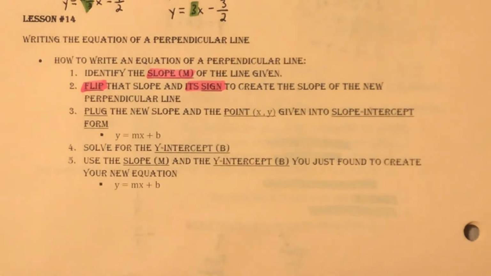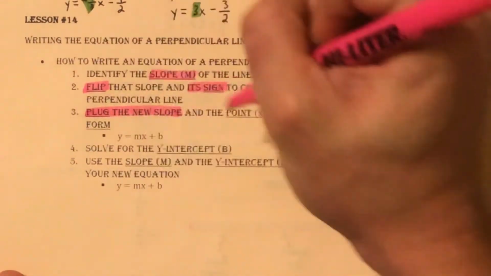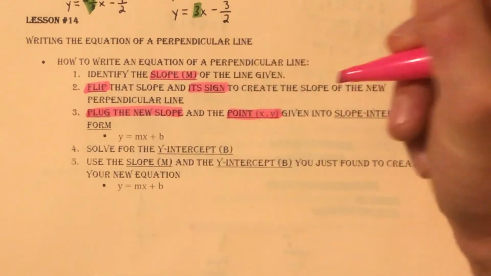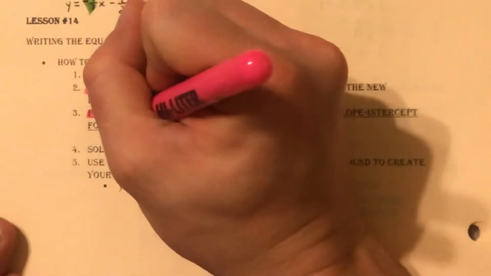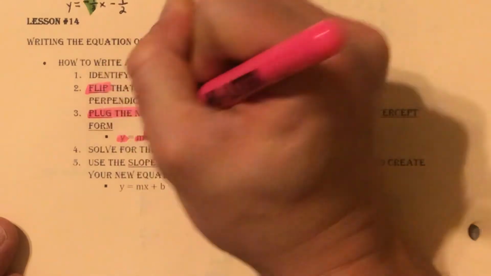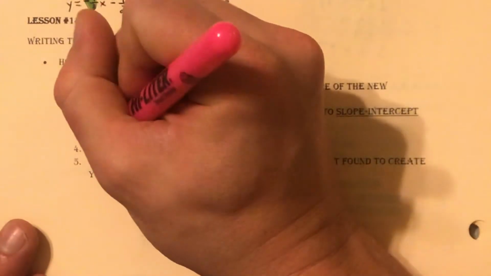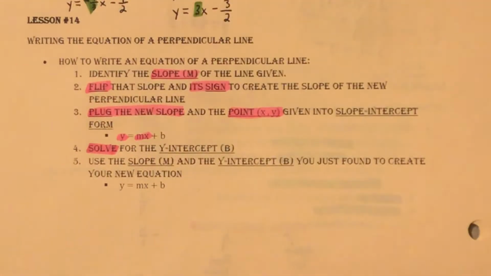So we'd take the slope that we know of the first line, and if it was positive, we'd switch it to negative, and then we would flip the fraction upside down. This would give us our new slope, right? Then we would plug that new slope and the point x, y into the slope-intercept form. So y would go here, the slope would go there, and x would go there, which would leave us with just b. We would then solve for b, the y-intercept, right?